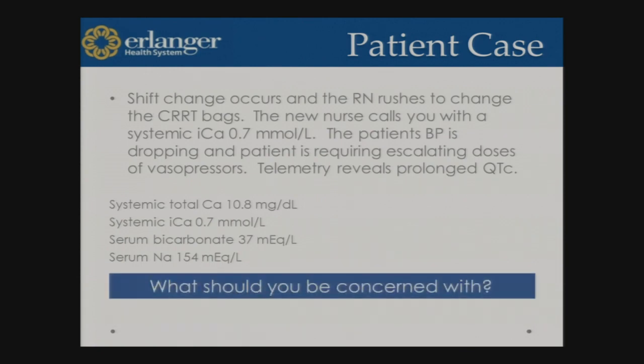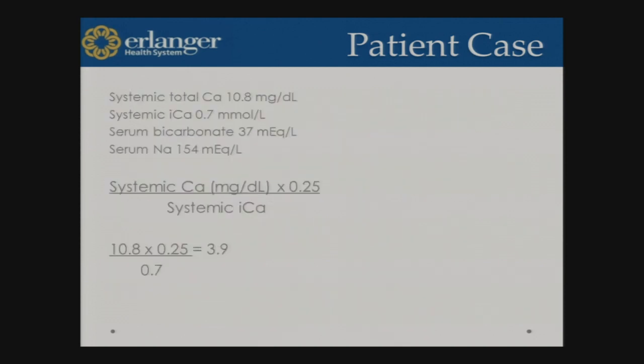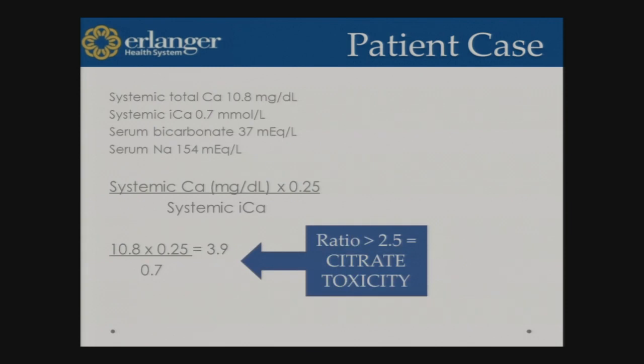What are you guys concerned about? Citrate toxicity. So I've kind of done the math here for you, but you're going to take their total calcium, multiply by 0.25, and divide by the patient's systemic ionized calcium. And so their ratio is 3.9, much higher than 2.5. And so this patient is citrate toxic and needs to be immediately stopped on citrate, not CRRT. You need to continue the CRRT, sorry. Stop the citrate, keep the calcium drip going until that's corrected.